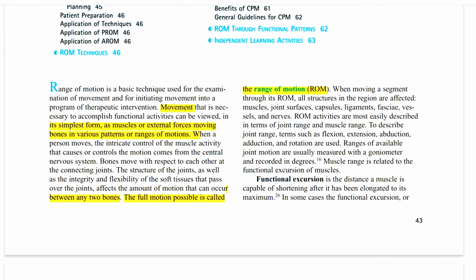Okay, so there are major factors that influence range of motion, that is basically the joint structure itself, soft tissue flexibility, neuromuscular control, and injury or disease. Okay, you can just write it down: joint structure, soft tissue flexibility, neuromuscular control, and injury or disease.